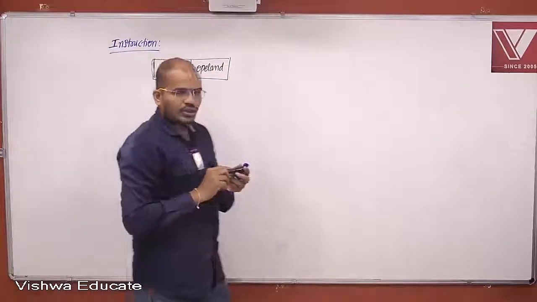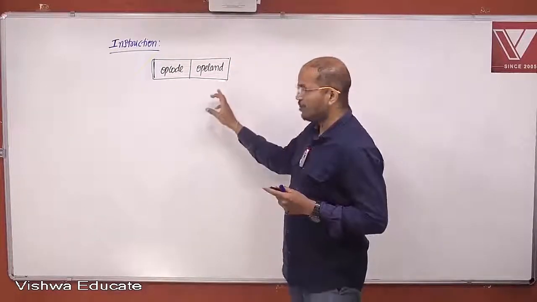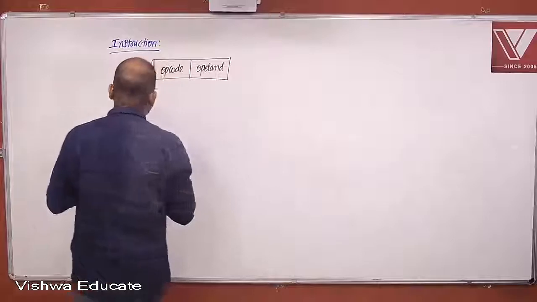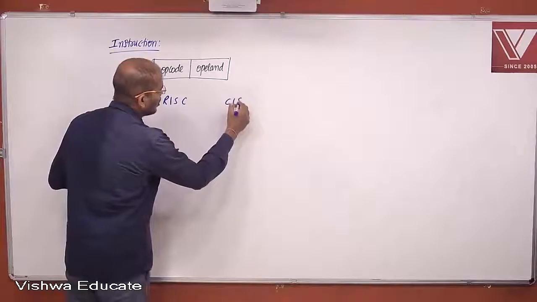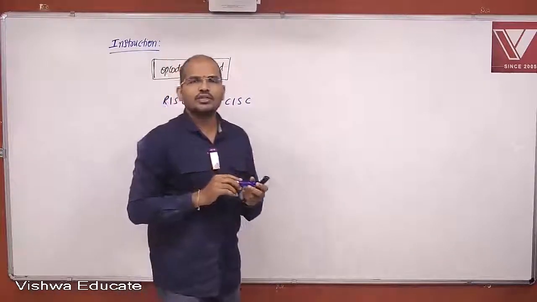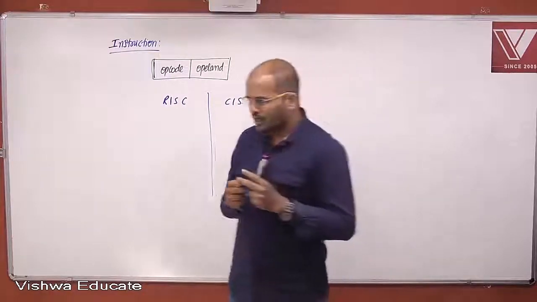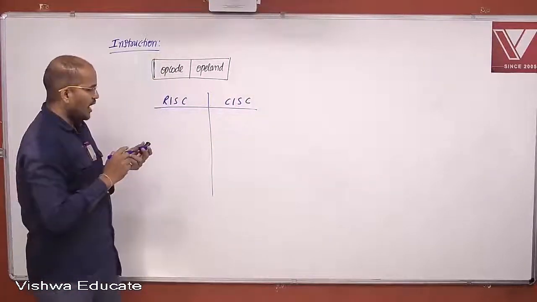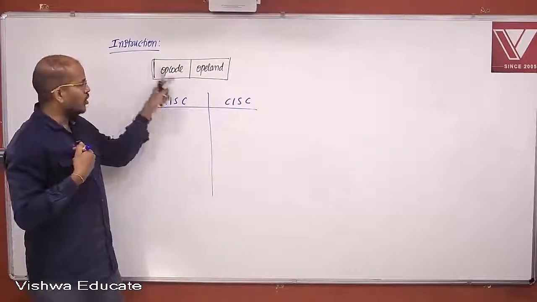This is a basic instruction format, and depending on the instruction format and the operands, we have two types of system architectures. One is called the Reduced Instruction Set Computer, and the other is called the Complex Instruction Set Computer. What are the basic differences between these two? We got this classification of RISC and CISC based on the instructions and the operands used.